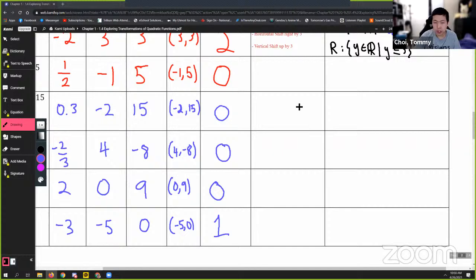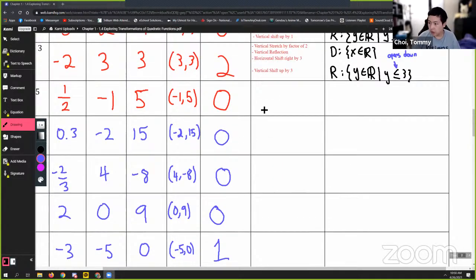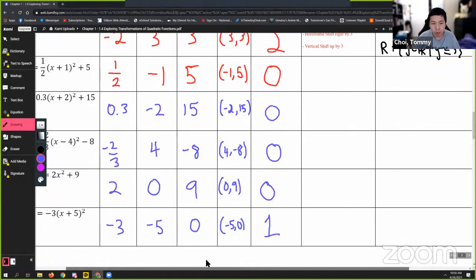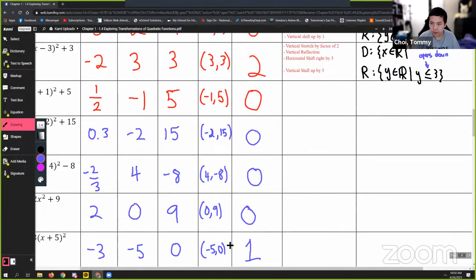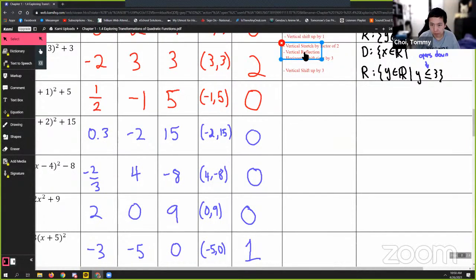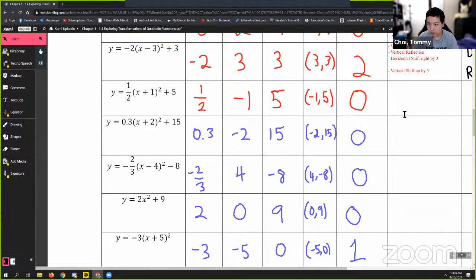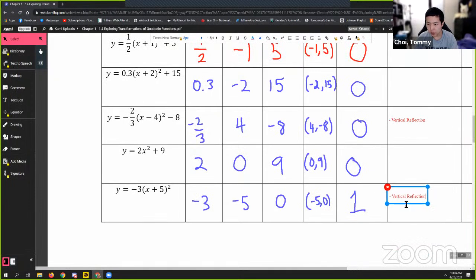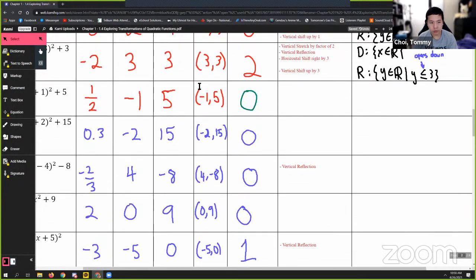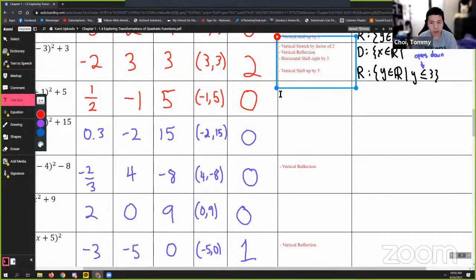Okay, most of you should be finishing up now. So let's take up these ones one by one. I'm just going to quickly do the vertical reflection. So I'm going to stick these where they are going to go already, because we already know where they're going to go. You should have the vertical reflections on these two for sure. And then we'll do the rest.